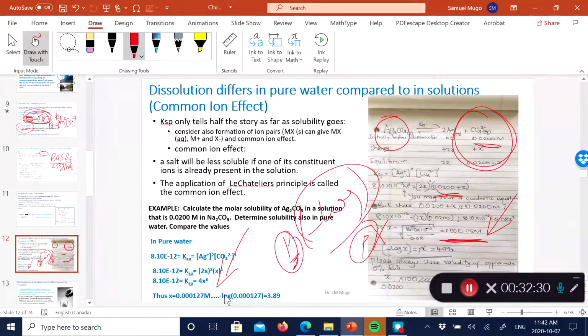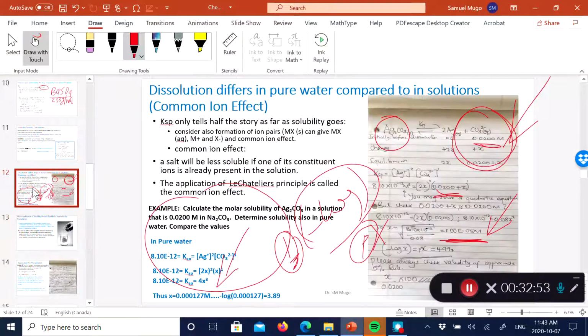And so the common ion affects solubility. If you dissolve things in pure water, they dissolve more than if you dissolve them in salty water that contains the constituent ion. I hope that's clear. Very important.